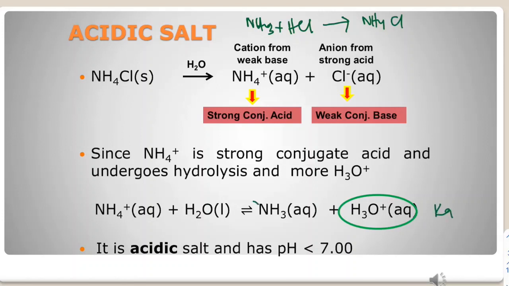Why do we have Ka? Look at the arrow. It is a reversible reaction. Since H3O+ is the one that is produced during this hydrolysis, it will make this ammonium chloride become an acidic salt, so that the pH of this salt is less than 7.